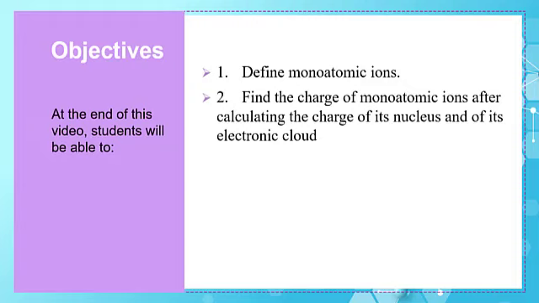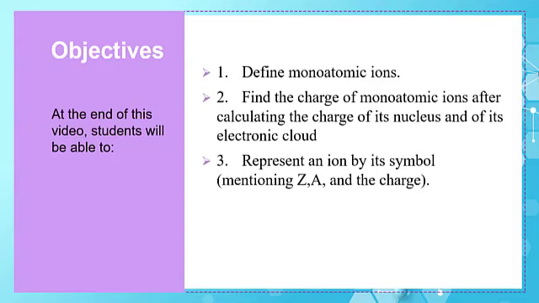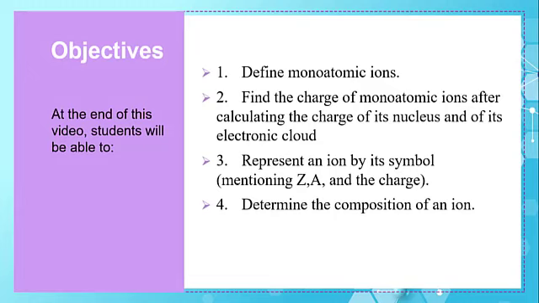Define monoatomic ions. Find the charge of monoatomic ions after calculating the charge of its nucleus and of its electronic cloud. Represent an ion by its symbol by mentioning Z, A and the charge, and determine the composition of an ion.